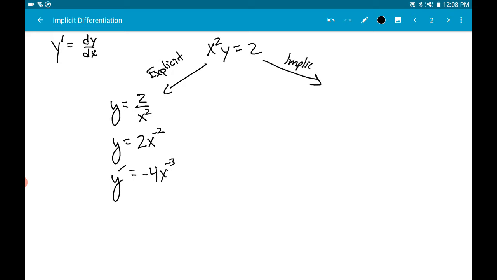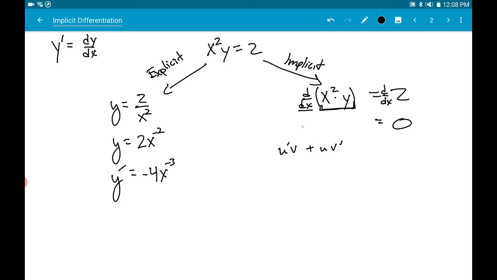The implicit idea is if you take the derivative right away. And remember that I'm going to take the derivative with respect to x. We did this a little bit with the trig stuff. Derivative of any constant is 0. But the derivative of the left side, we have a product rule. It's u prime v plus u v prime. And it's with respect to x. So check it out. The derivative of x squared is 2x, because we're working with x's.